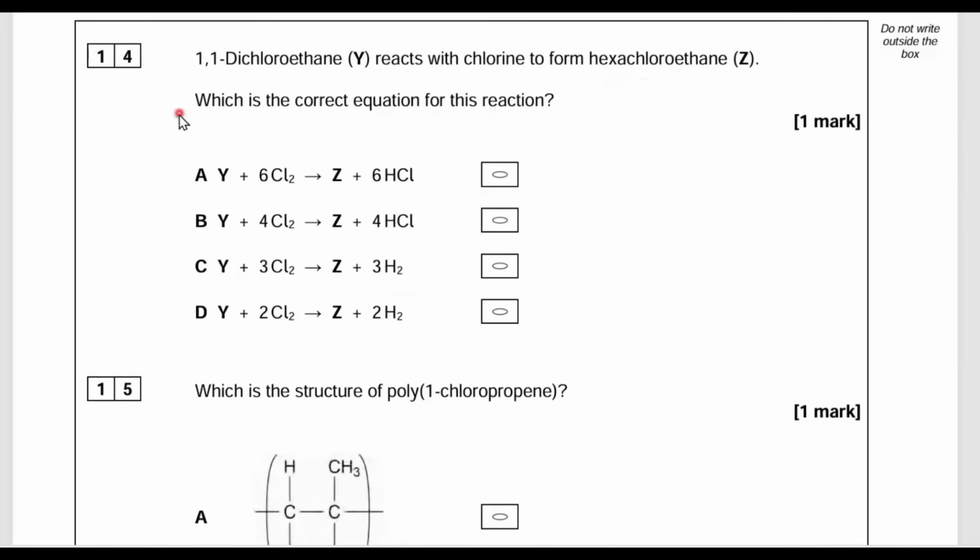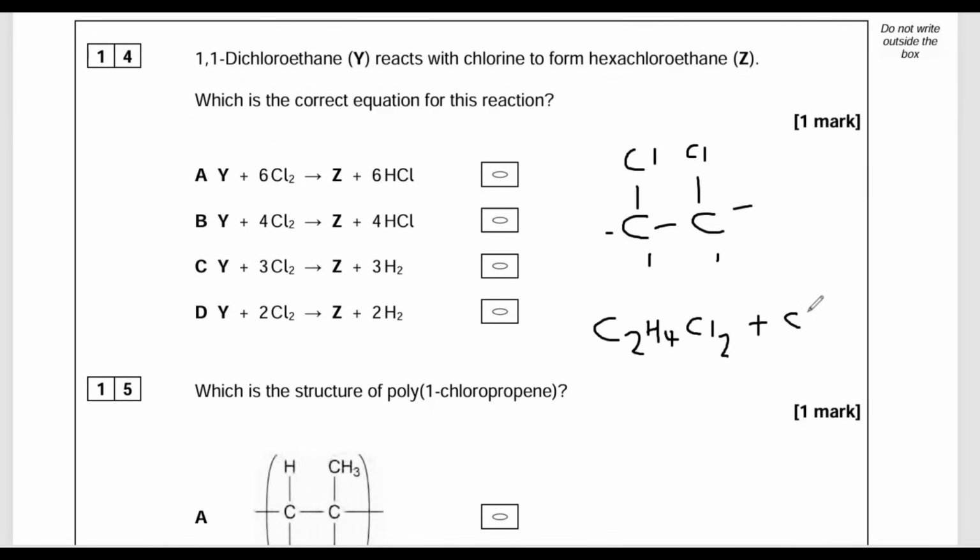1,1-dichloroethane Y reacts with chlorine to form hexachloroethane Z. Which is the correct equation for this reaction? So going to write out the formula for 1,1-dichloroethane here. I'm not going to put the H's on. C2H4Cl2 would be the formula. I'm going to add some chlorine to it.